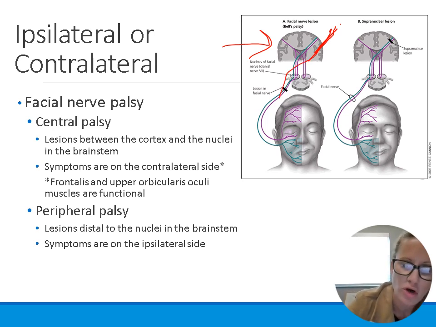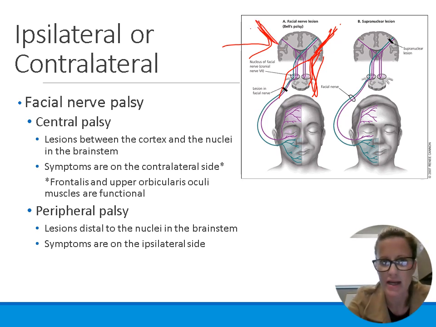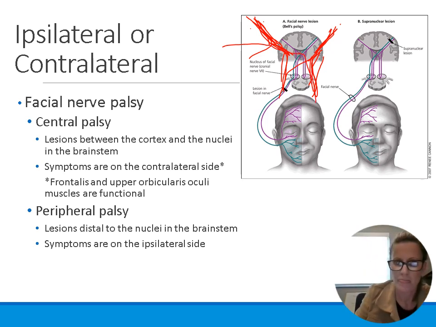Some of them cross over to the opposite side, but some of them stay on the same side, right? And then same thing, if you look at the other side of the brain, look at the ones coming from this side of the brain. These fibers come from this side of the brain, they go to the brainstem. Some of them stay on the same side, some cross to the opposite side.